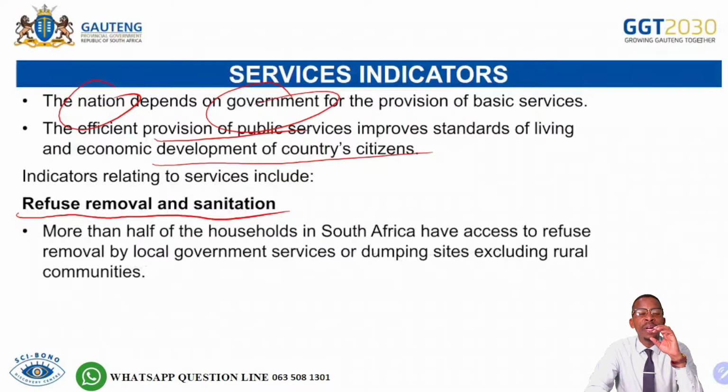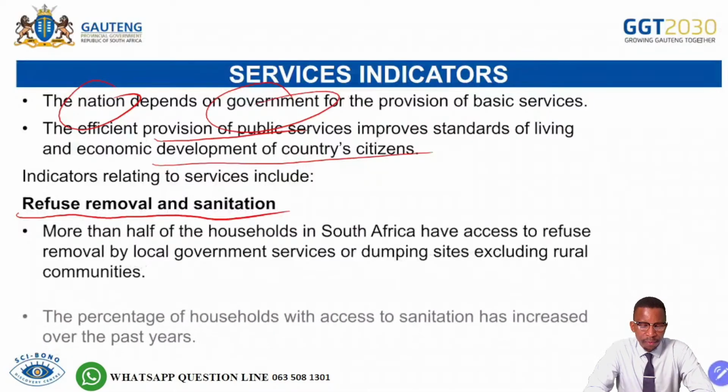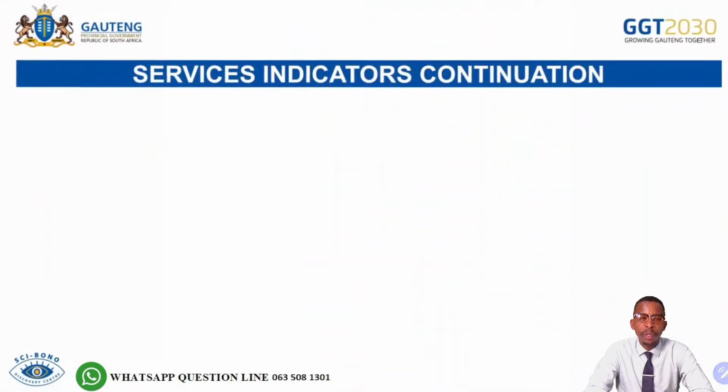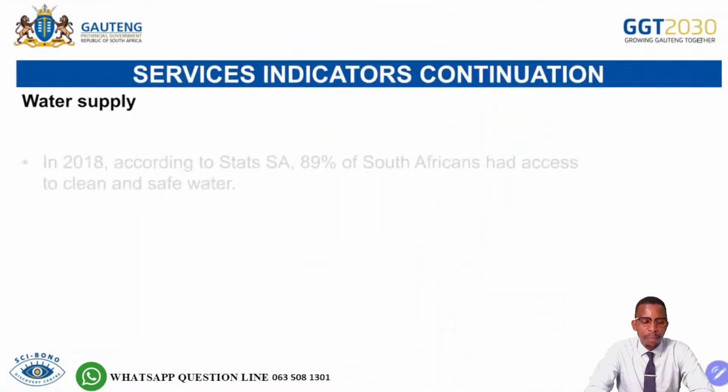But in rural areas, they are being undermined because, firstly, for sanitation to be there, we must have clean running water. If there's no running water, then sanitation will be compromised. Refuse removal also is compromised in those areas. The percentage of households with access to sanitation has increased over the past years in South Africa because of the improvement of service delivery. Water supply.